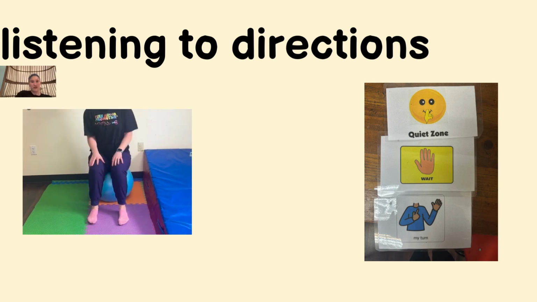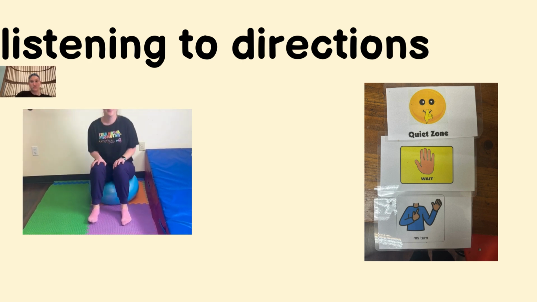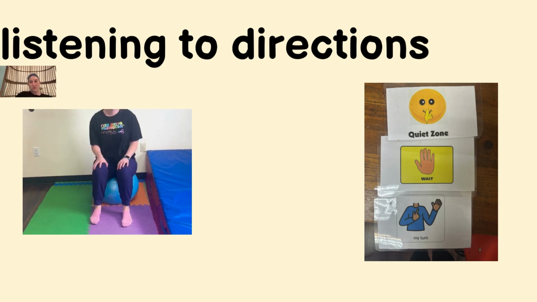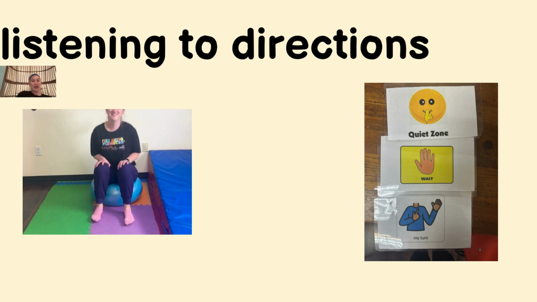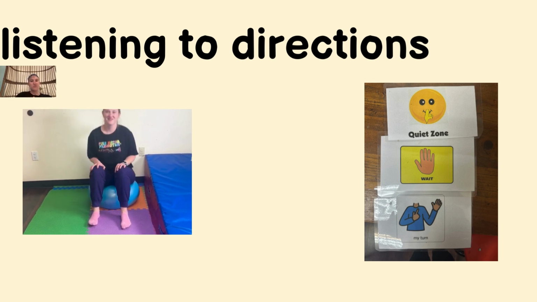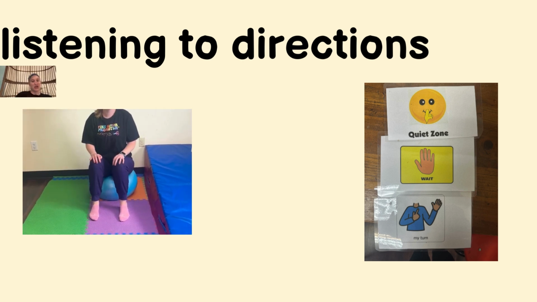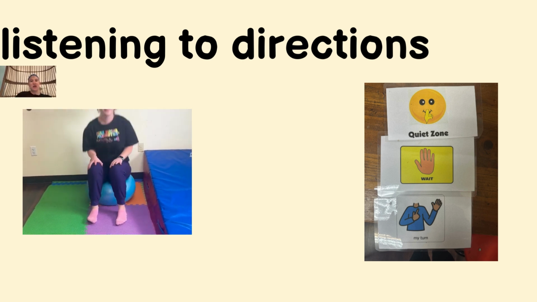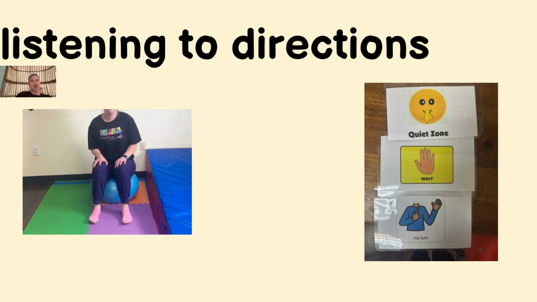Red light means stop. Yellow light means slow. Green light means fast. By matching these different cues and alternating how you say them in different ways will make the child have to listen to your instructions.